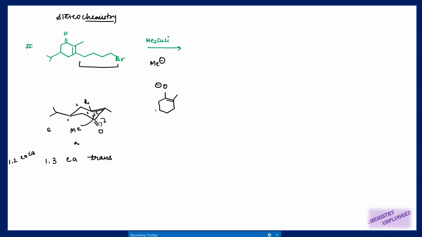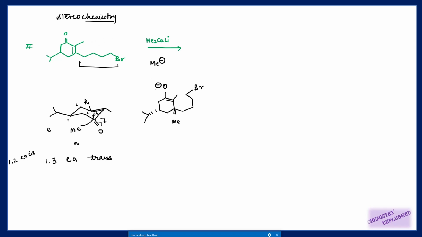So if I place this group below the plane, then at the third carbon, that is on this one, this methyl should go above the plane. It should be trans to this one. Right, now I can draw this R part like this, right?